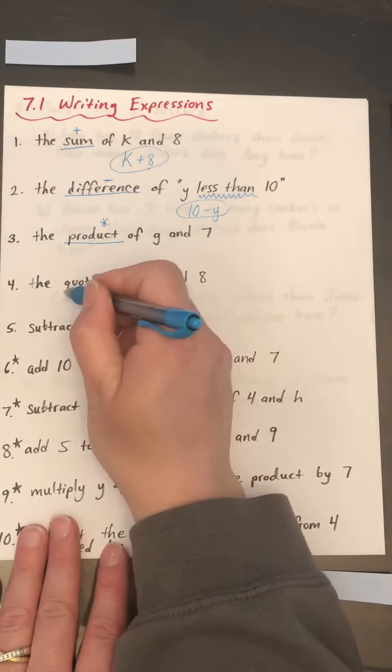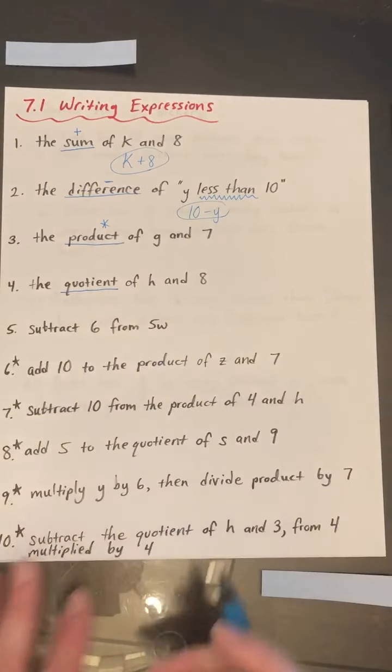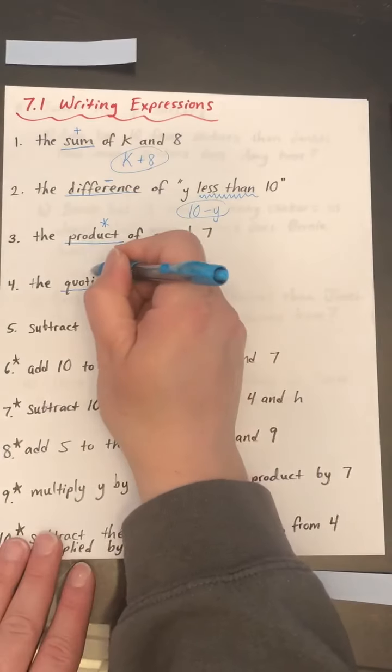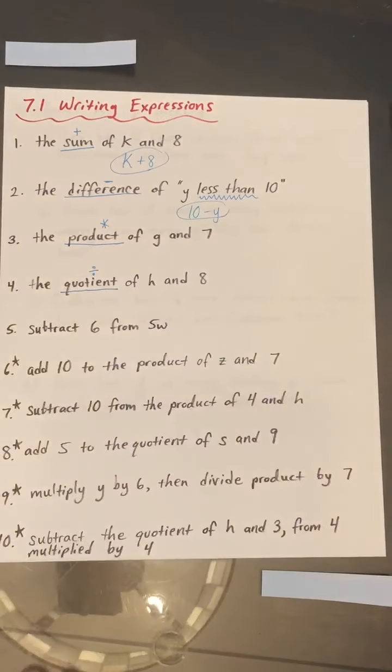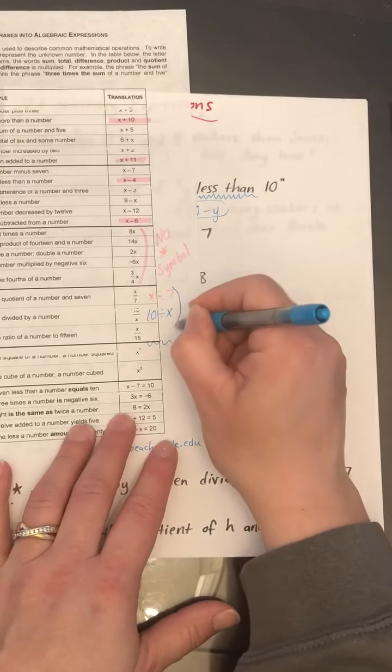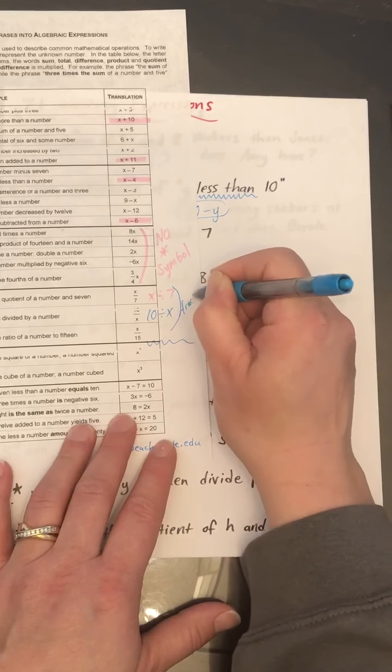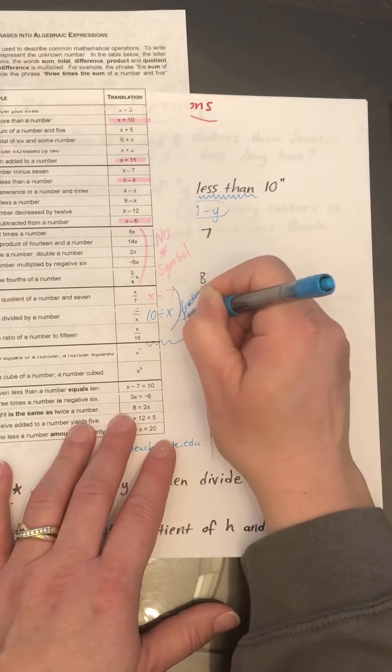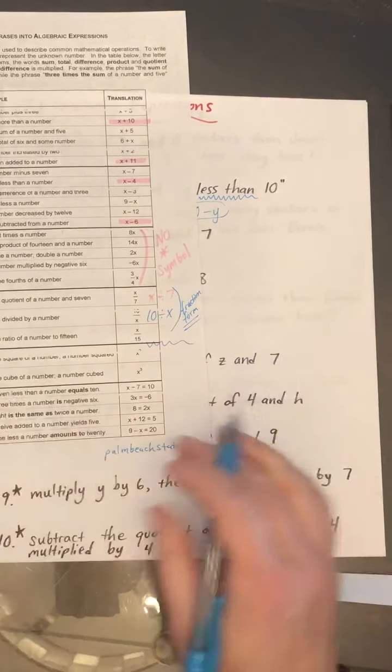Oh, I see a key word right here, quotient. It is not highlighted on our notes, but it does go with which operation? Division. And remember the hint that we wrote to ourselves down here is that we're trying to write that as a fraction. A fraction form is what we prefer.